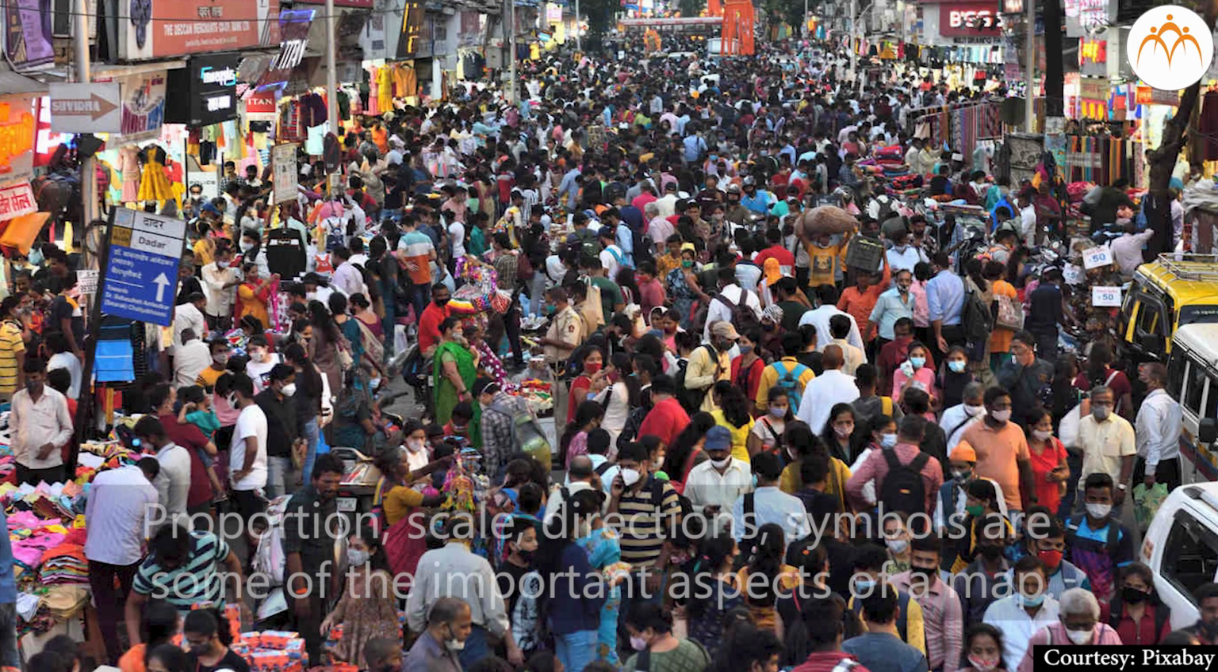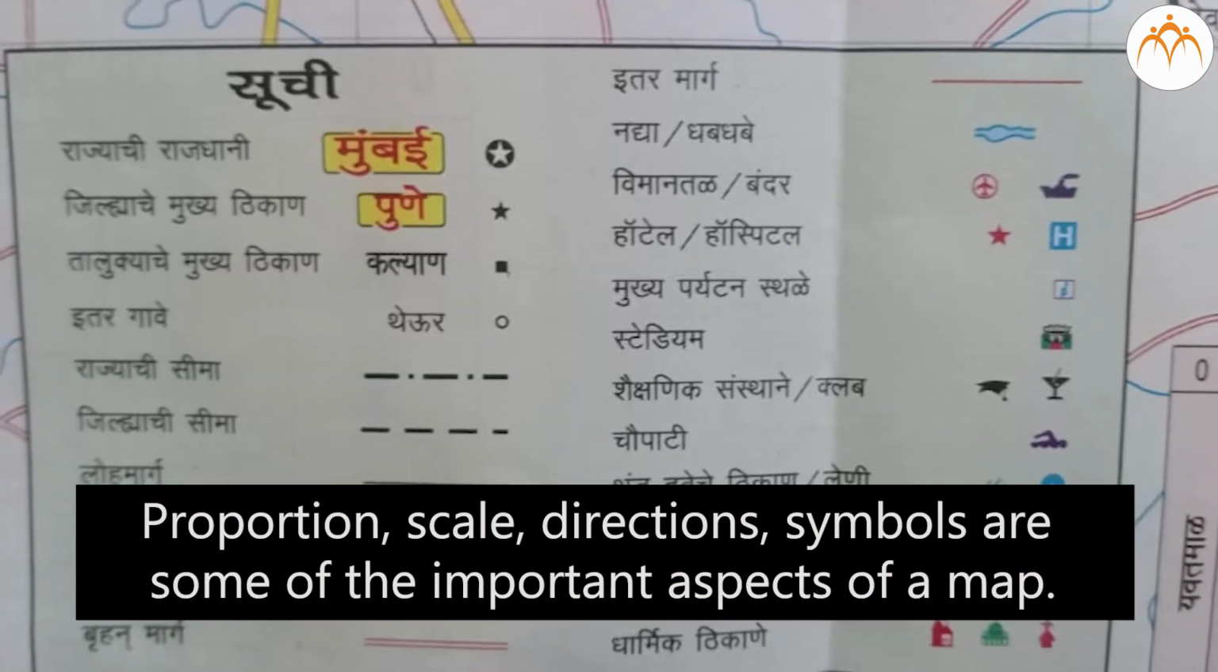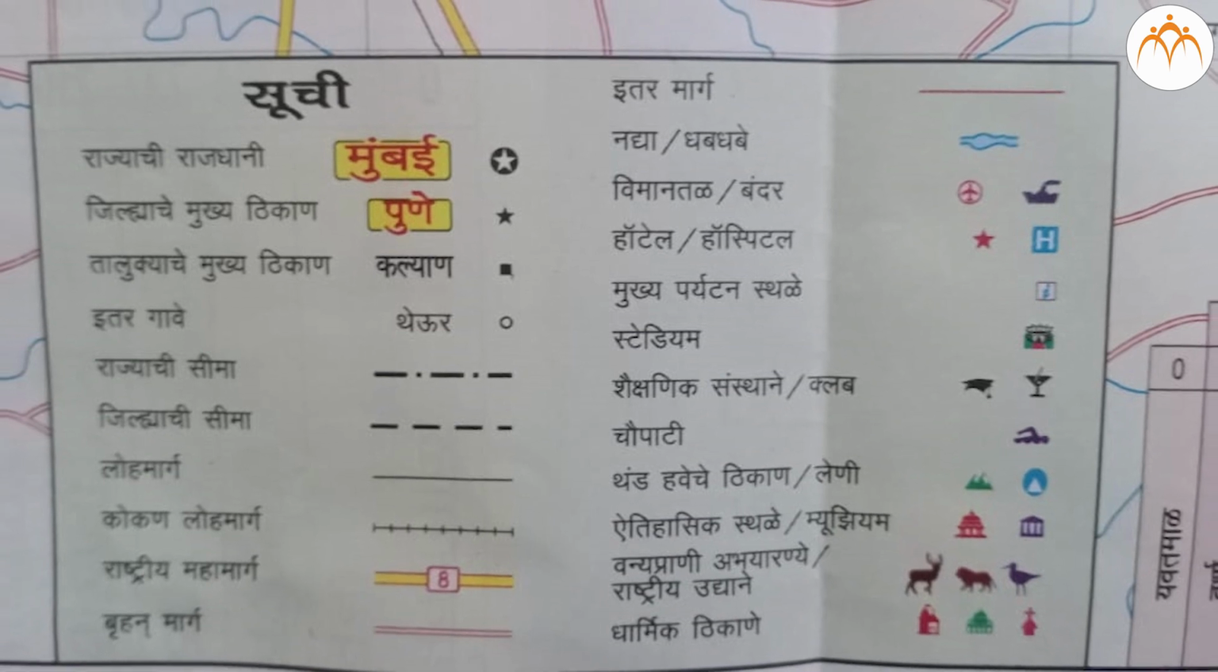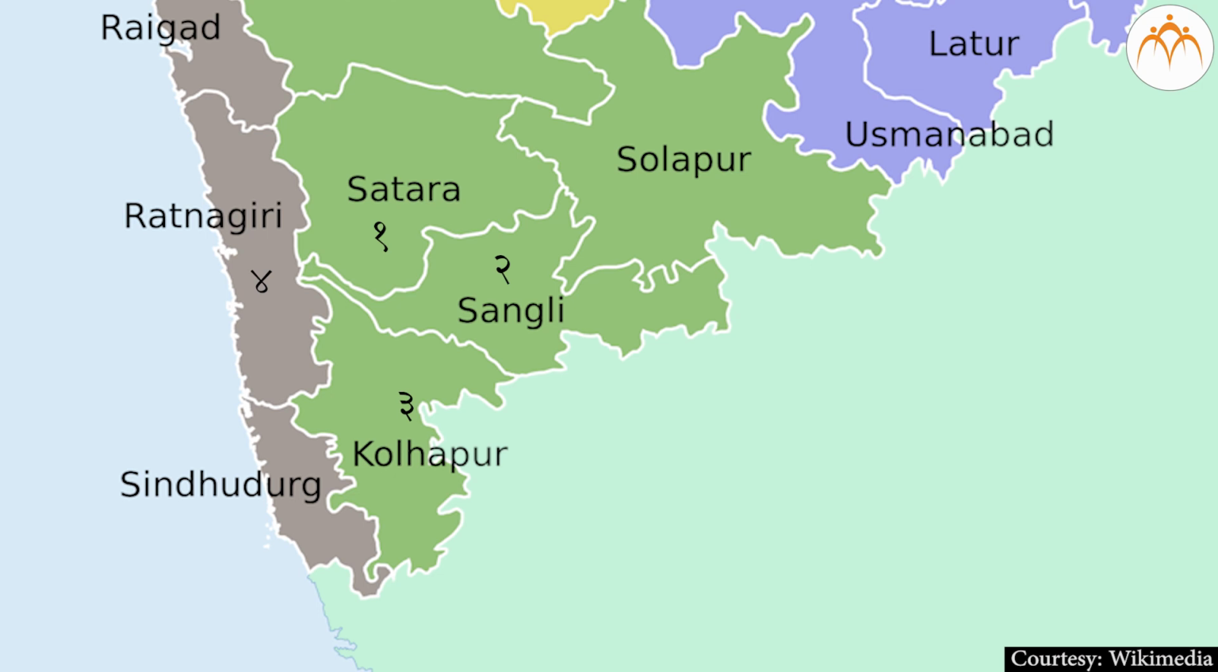Proportion, scale, directions, symbols are some of the important aspects of a map. They specify the details shown in the map. The above map shows the areas of Satara, Sangli, Kolhapur and Ratnagiri districts. The lines which are used in the map are also shown in the list.